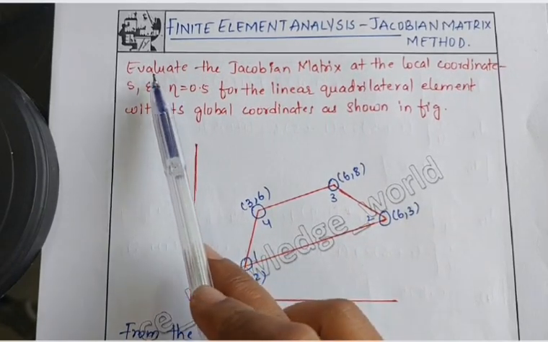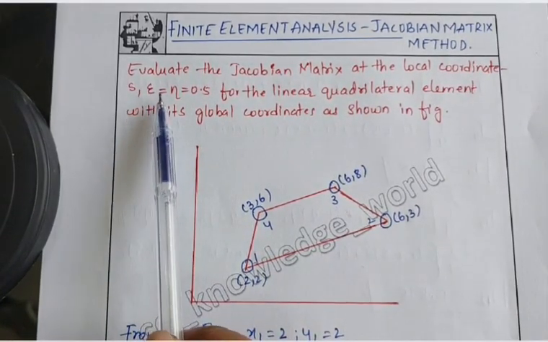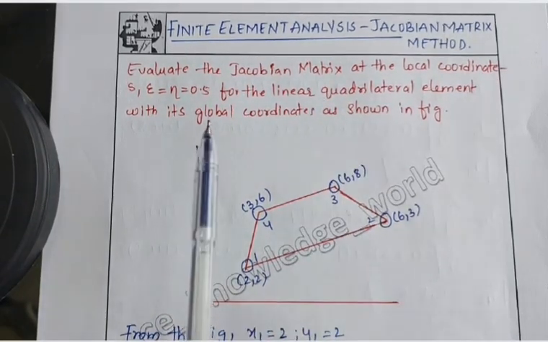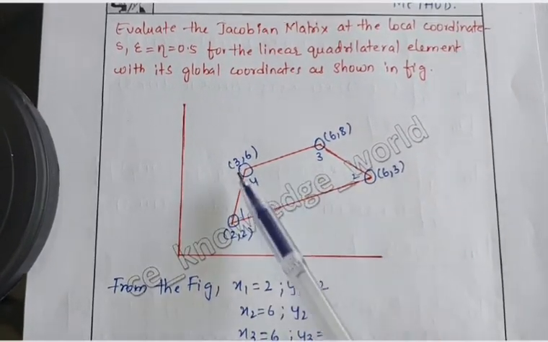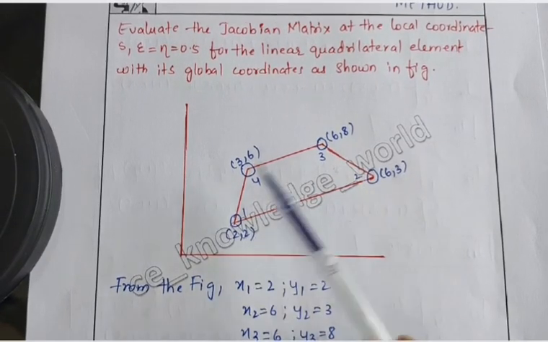Firstly, what they have given: evaluate the Jacobian matrix at the local coordinates where epsilon naught equals Poisson's ratio equals 0.5 for the linear quadrilateral element. This is the linear quadrilateral element carrying the local coordinates, and these are the coordinates at 4 points.